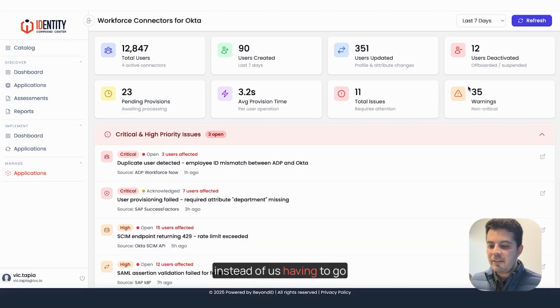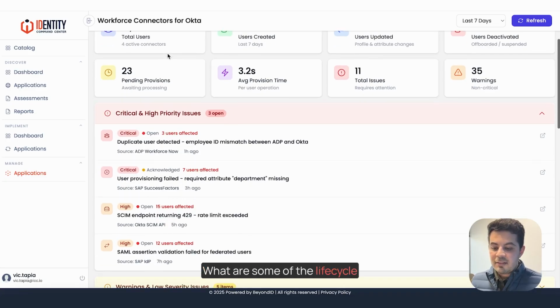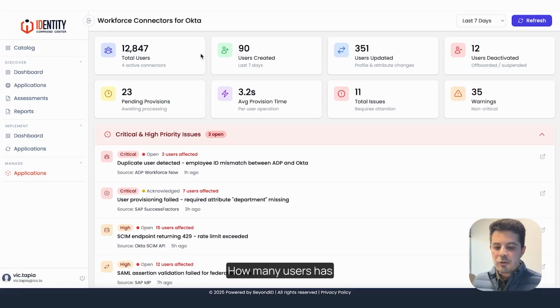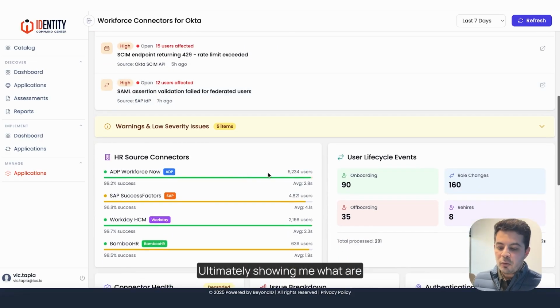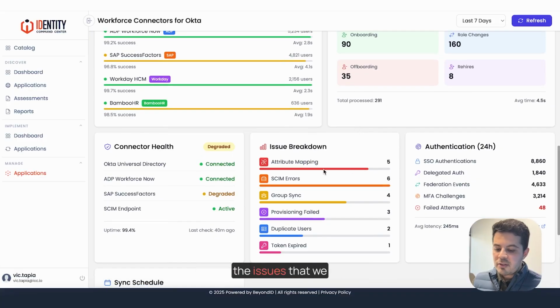So instead of us having to go through each of the logs within the connectors, wherever they're hosted, whether it's on the identity provider side or in your CSP, we're able to now have a singular place, a singular dashboard that shows me the health of my connector. What are some of the lifecycle management events that occurred? How many users has it been touching? What are some critical issues or priority items that I need to go remediate and investigate? Ultimately showing me what are the issues that we see altogether, and what is the connector health of each of them.